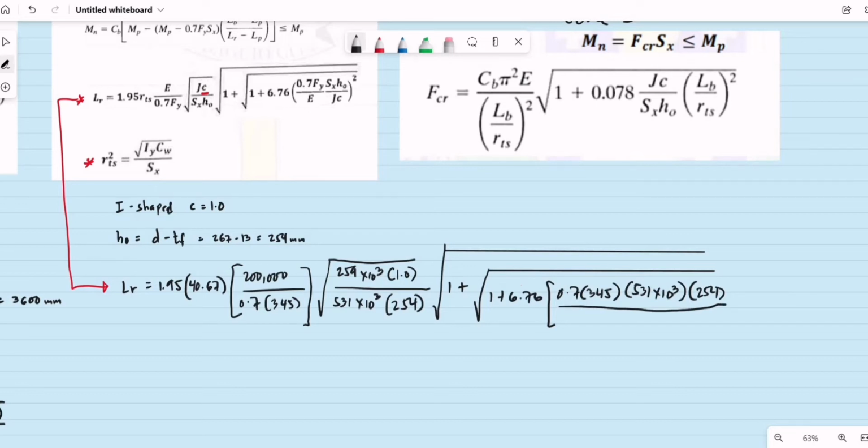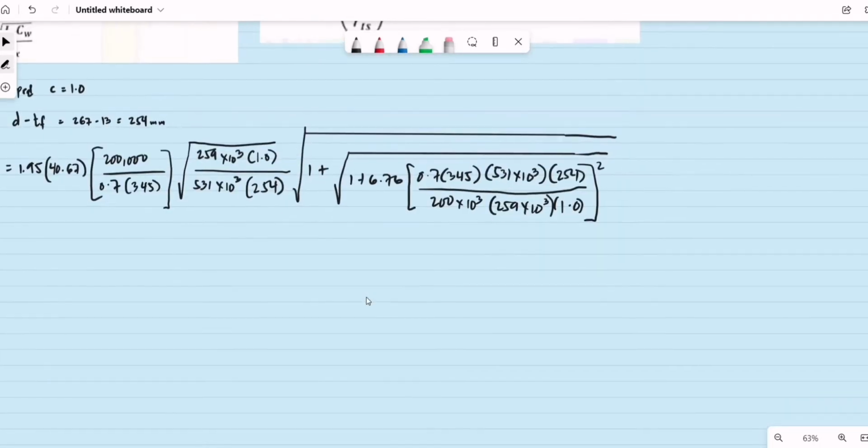Right, so the modulus of elasticity, that is 200,000. Then, the value of J is 259 times 10 raised to 3. Then, again, the value of C is simply equal to 1.0. So this quantity is squared. Alright, so let us now compute the value of L sub R. Again, I'll be starting with this term.